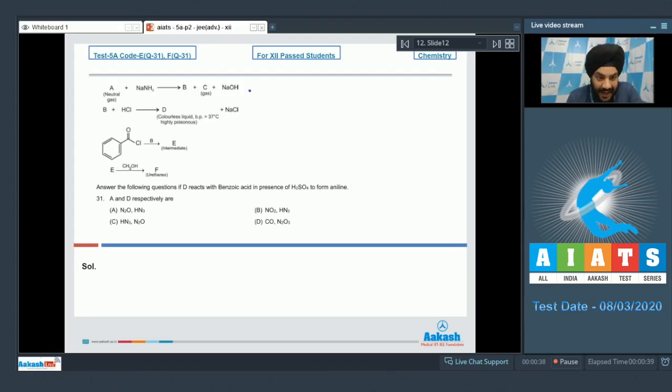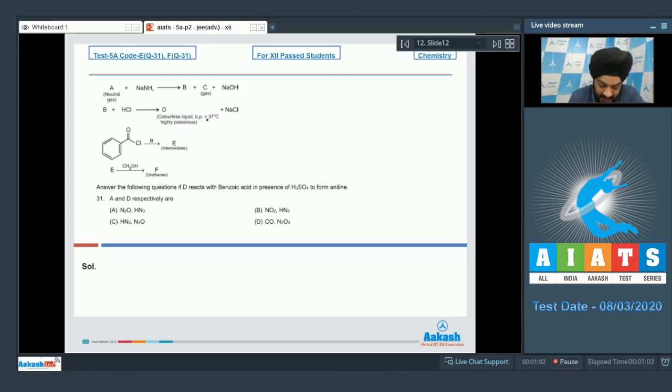A series of reactions has been given to us and we have to identify the unknown compounds which are present. So we have A reacting with NaNH2 giving us B, C and NaOH. The B which was obtained over here is allowed to react with HCl, giving us D, which is a colorless liquid having boiling point equal to 37 degrees C and is highly poisonous, along with the formation of NaCl.